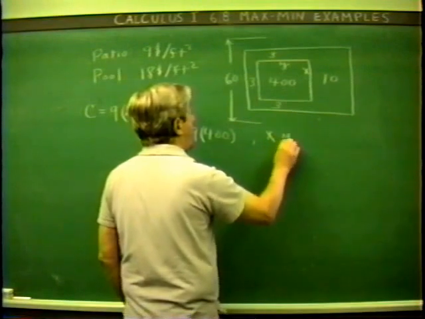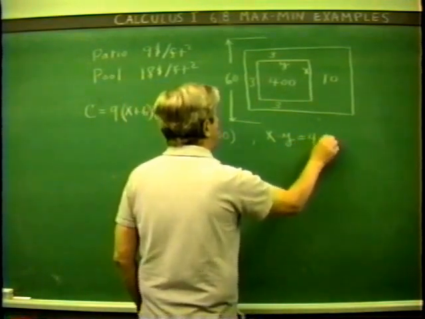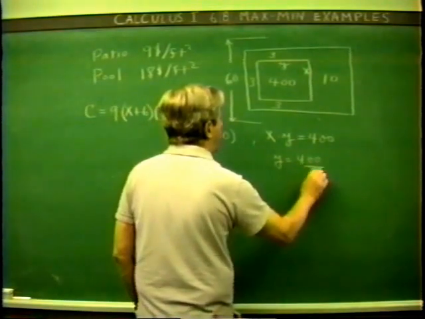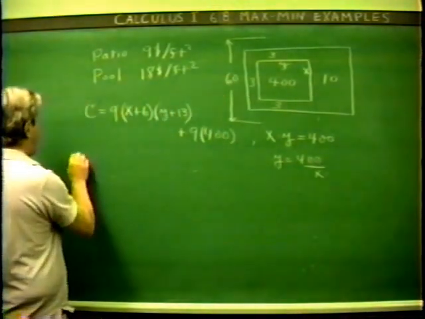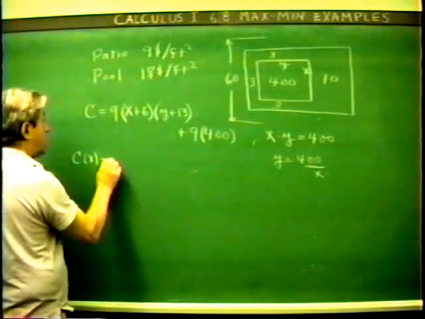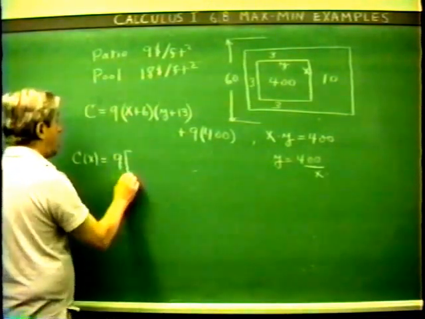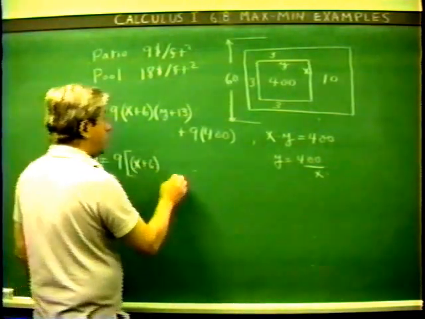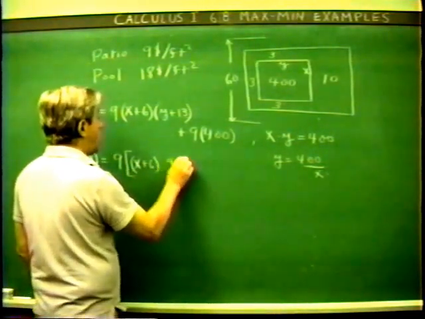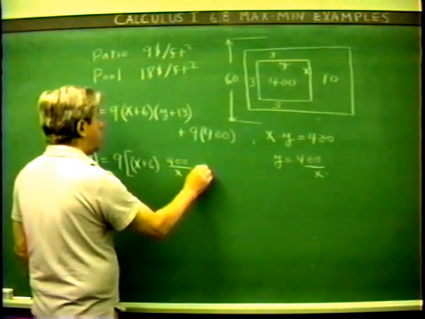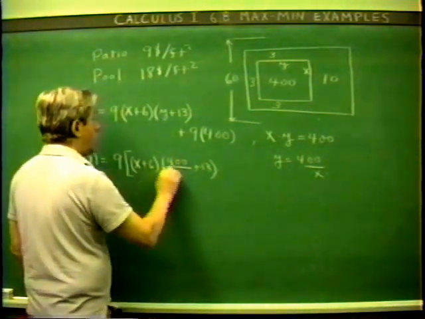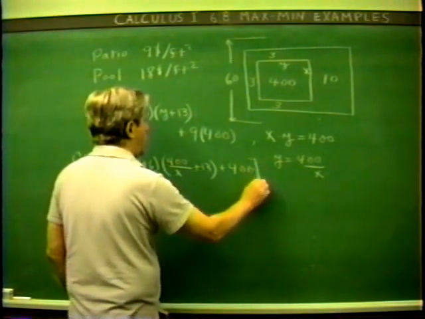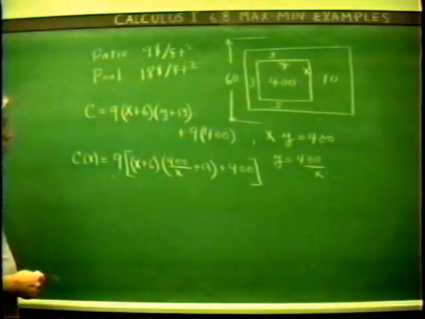Now we want this as a function of one variable, and another thing that we know is that x times y is equal to 400, or y is equal to 400 over x. So we could write that the cost is a function of x as 9 times (x plus 6) times (400 over x plus 13) plus 400.